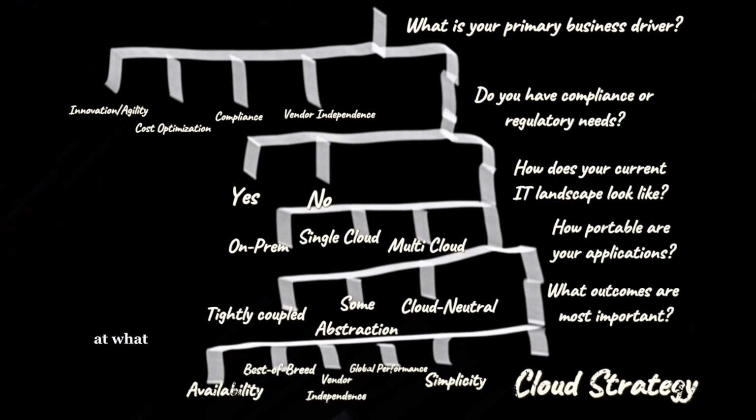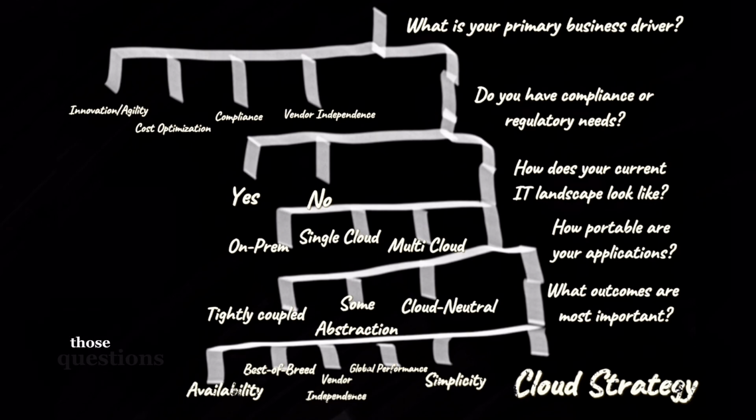Next, we look at what type of outcomes are most important for you in your business. Is it the availability of cloud? Is it having the best of breed innovations? Is it, again, the vendor independence that you want to work towards? Is it the global performance in different countries? Or is it simplicity of the provider?